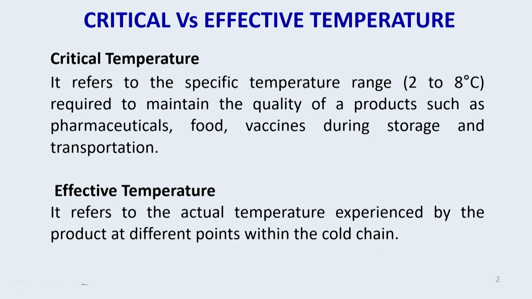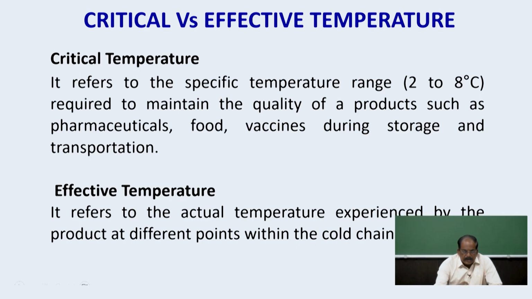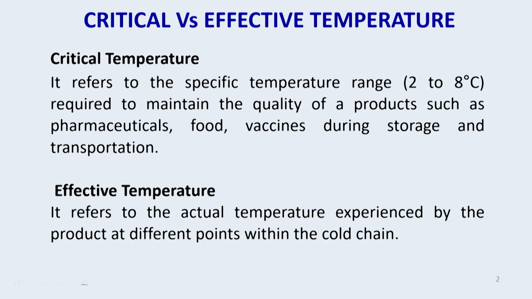Next is a comparison between critical and effective temperature. Let us see the critical temperature first. It is the specific temperature range that is required to maintain the quality of the product. For most positive temperature applications, the product requires a temperature of, say, 2 to 8 degrees centigrade. We can take up to 10 degrees, that is, less than 10 degrees centigrade. These are products such as pharmaceuticals, food and vaccines during storage and transportation.